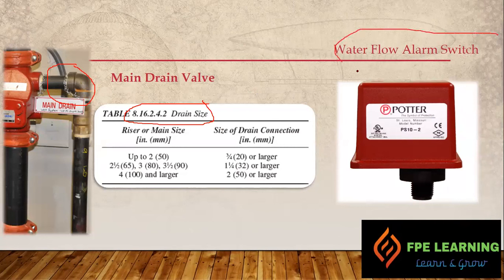And then we have a water flow alarm switch here, right? Once a sprinkler system activates and flow begins, at that moment it will give a signal to the supervisory signal that water is flowing and the system has activated, so that someone will come and look at it. They will extinguish the fire, or they will find the possible cause if it is a faulty activation, right?